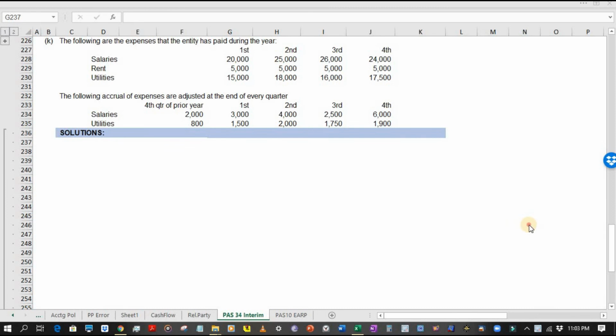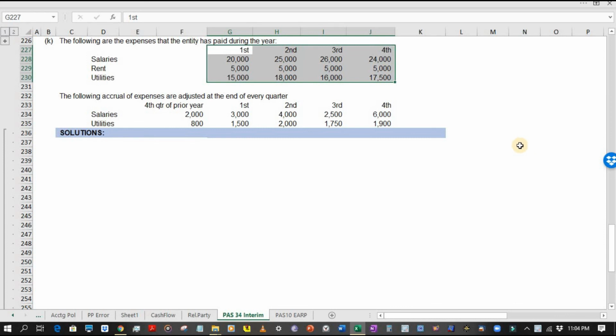So let us now proceed to letter K. The following are the expenses that the entity has paid during the year. So we have salaries, rent, and utilities. Of course, this information are all cash payments. Of course, for accounting purposes, we do not record expenses based on cash payment. Of course, expense recognition must be based on accrual basis.